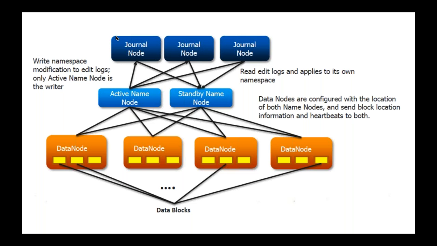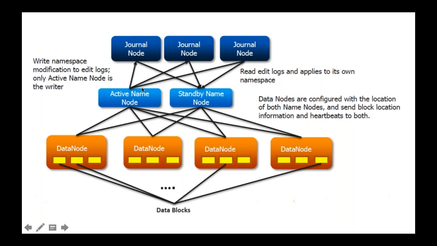You go with 3, 5, 7, 9, like this number of journal nodes. So the minimum is 3 journal nodes. You go by odd number. The reason for the odd number is that journal nodes always get updated. If you see over here in the topmost thing, one active node connects with multiple journal nodes, and the journal nodes connect with all the name nodes. So we have a many-to-many relationship here, isn't it?